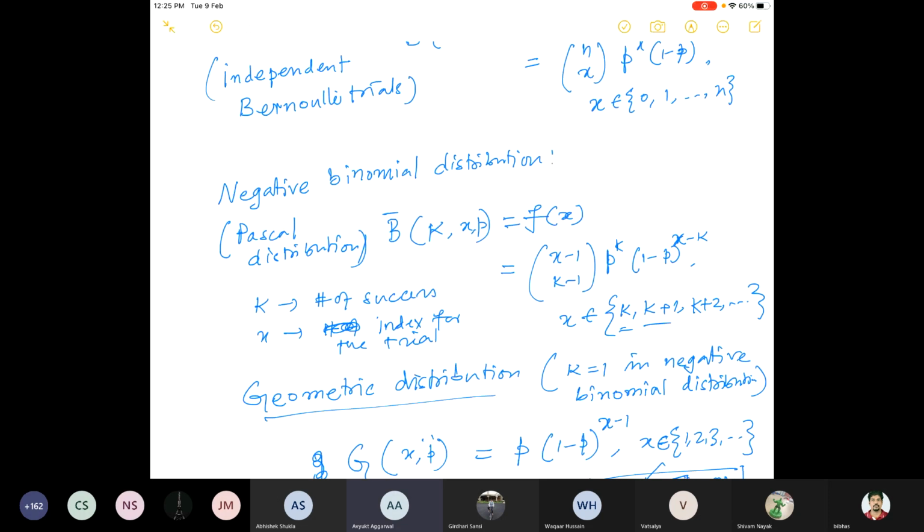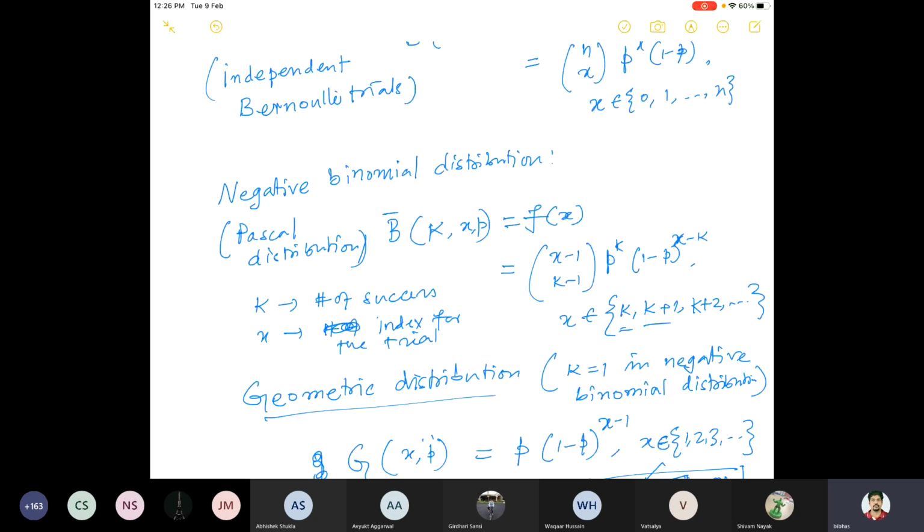And sir, why are we subtracting 1 from both? Let's say we have 100 coins and we want to find the probability of 50 heads. So it will be 100C50, no? No, your coin is fixed because the probability of success is fixed. P is fixed. Yes. Coin is fixed.